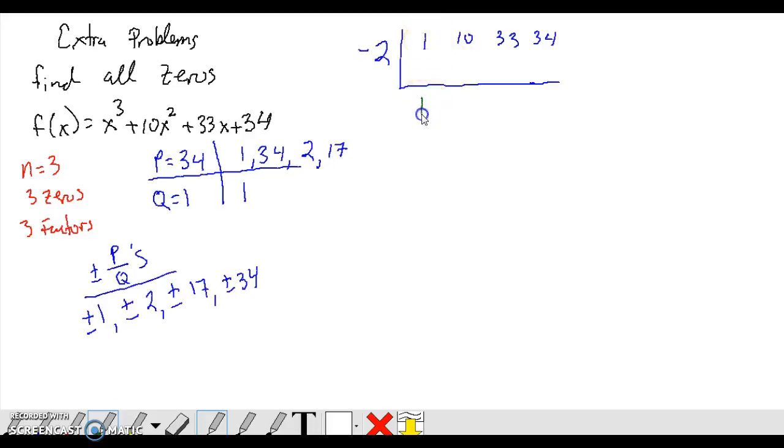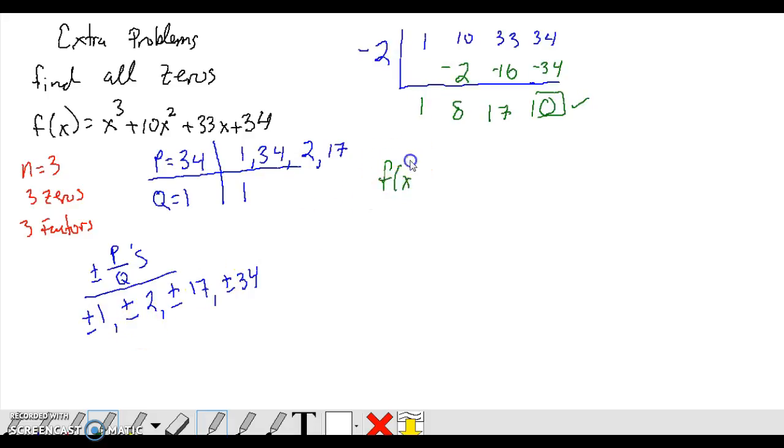So we bring down the 1, and this will give you a negative 2. This should be an 8, which means that this is a negative 16. And then this should be a positive 17. And 17 times negative 2 is negative 34, which gives you 0, which is what we wanted. So negative 2 worked out. Yay! Okay, so what do I now know?